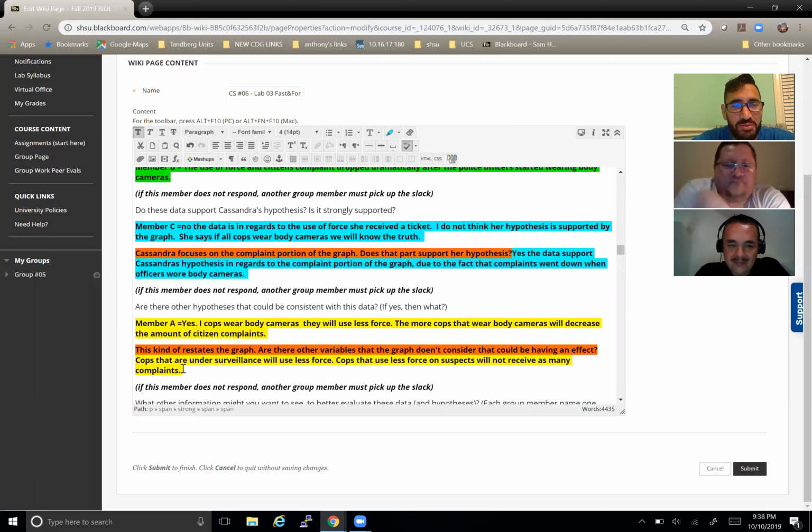I changed this to there are other hypotheses that could be consistent with this data. So like the data is very specific. When I went back and thought about it, hypotheses have to be very specific to one thing. And so like, again, the comment here was, I'm just restating the graph. So I kind of changed it up a little bit, and I put cops that are under surveillance will use less force. Cops that use less force on suspects will not receive as many complaints.